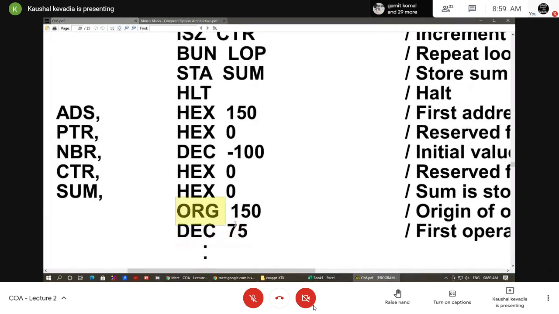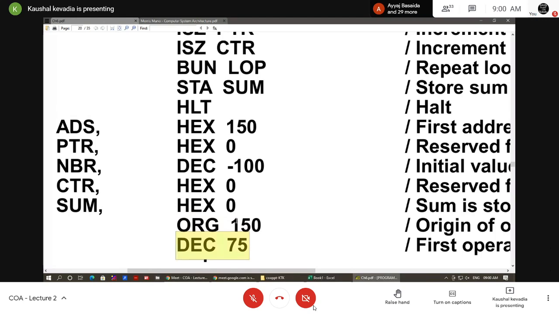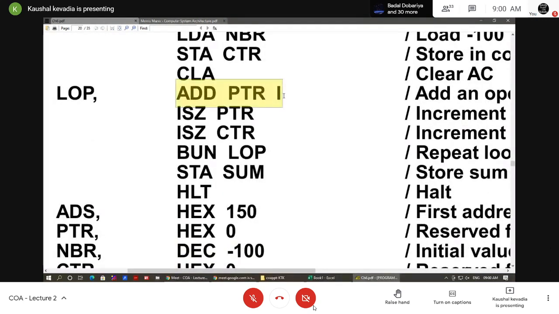Okay, lastly we made the sequence of operands at ORG 150. So the next instruction address is 150. At 150 this DEC 75 is there. So using this pointer variable in indirect addressing mode, we are fetching the value. At the time, my first number 75 is fetched. Okay, and that number is added to the accumulator, so we do 75 plus accumulator. Again my answer is stored in the accumulator only.